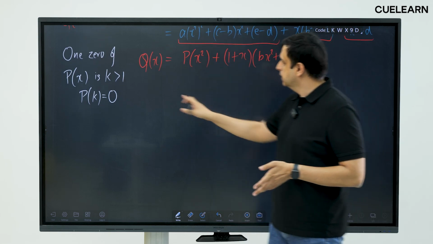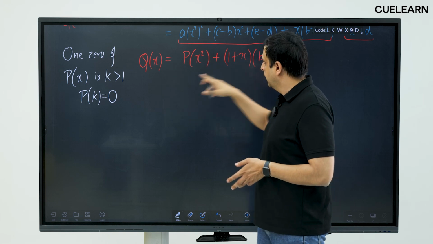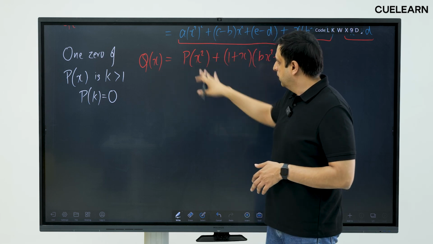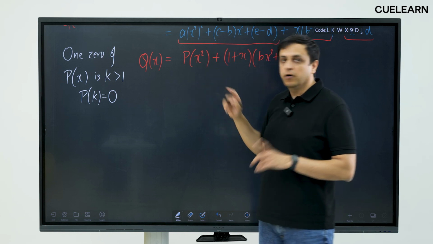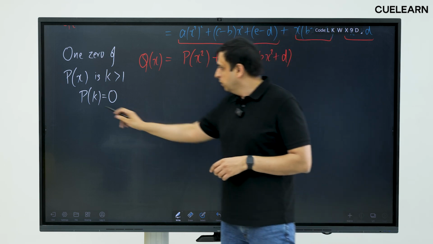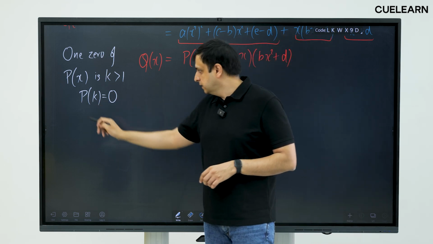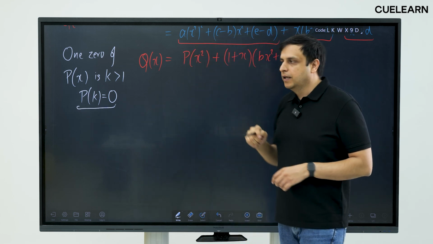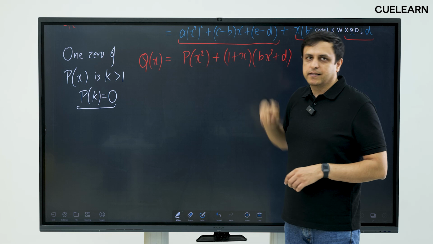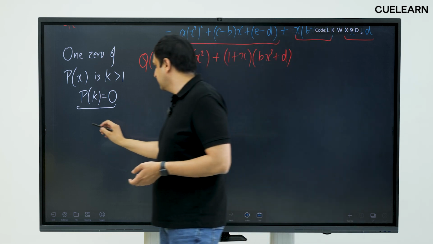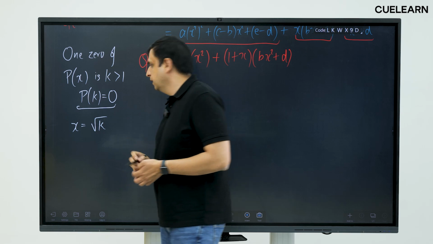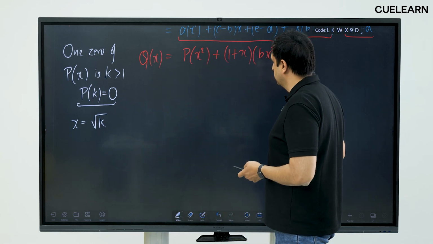If I substitute x equal to k into this expression, I get q of k equal to p of k squared plus something here, but that doesn't really help me because I get p of k squared. But what I know is that p of k is 0, and this is what I want to try and use. So what should I substitute here so I get p of k in this expression? It's obvious that we should substitute x equal to root k into this equation.